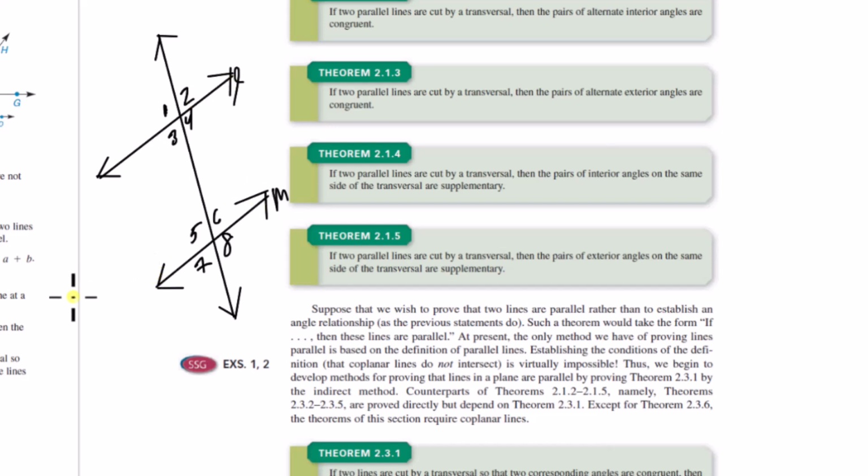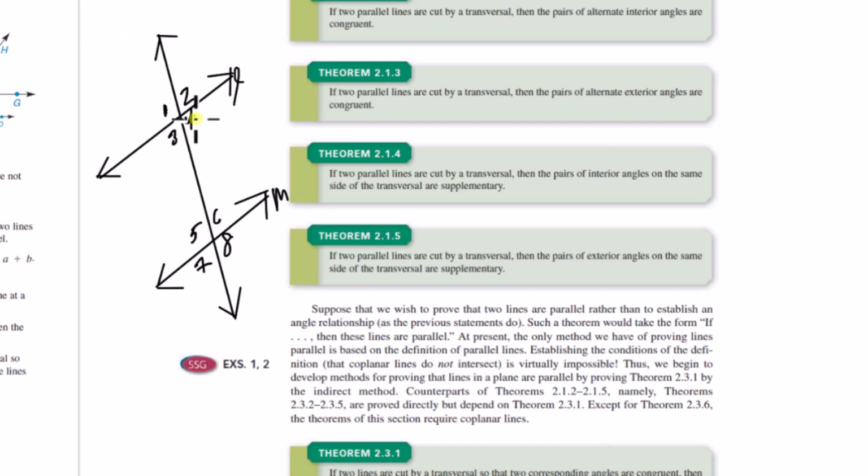Well, then you would say to that, well, no, because obviously if we drew these lines L and M to where they clearly were not parallel, that congruence would still hold between the vertical angles, between angles 2 and 3, 1 and 4, 5 and 8, and 6 and 7. So that doesn't prove anything about whether or not the lines are parallel.